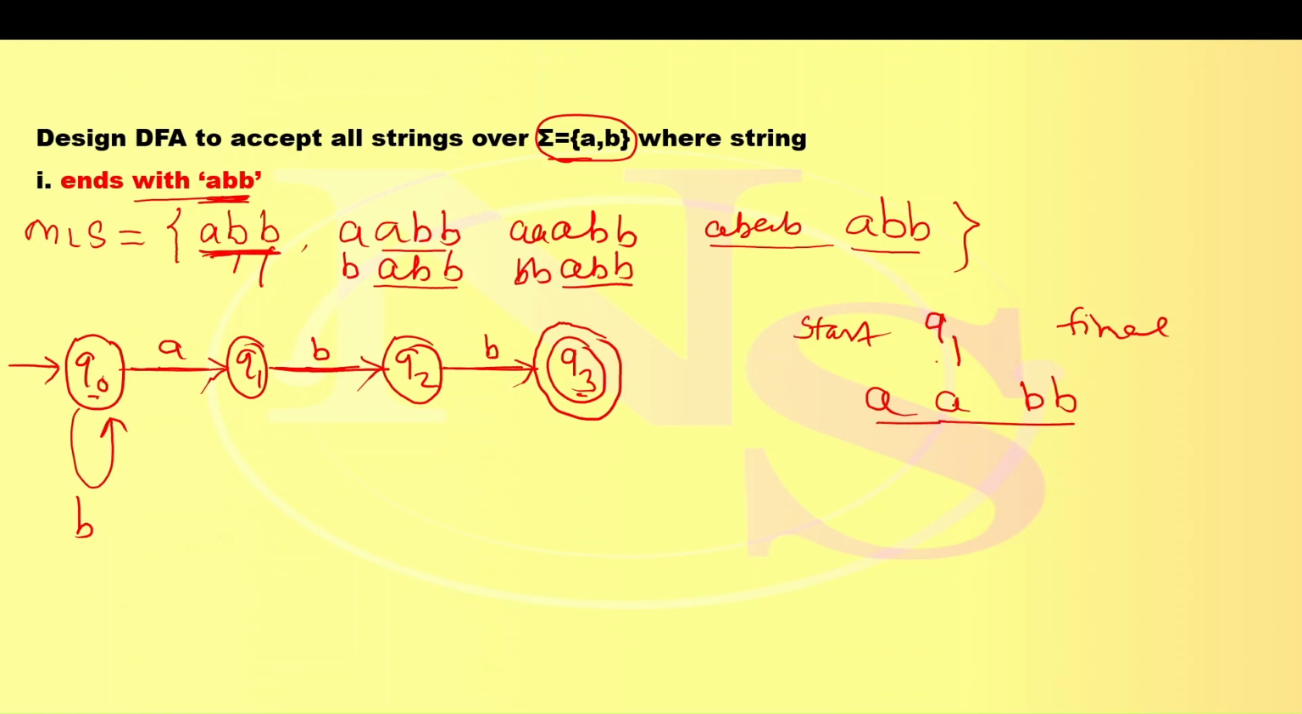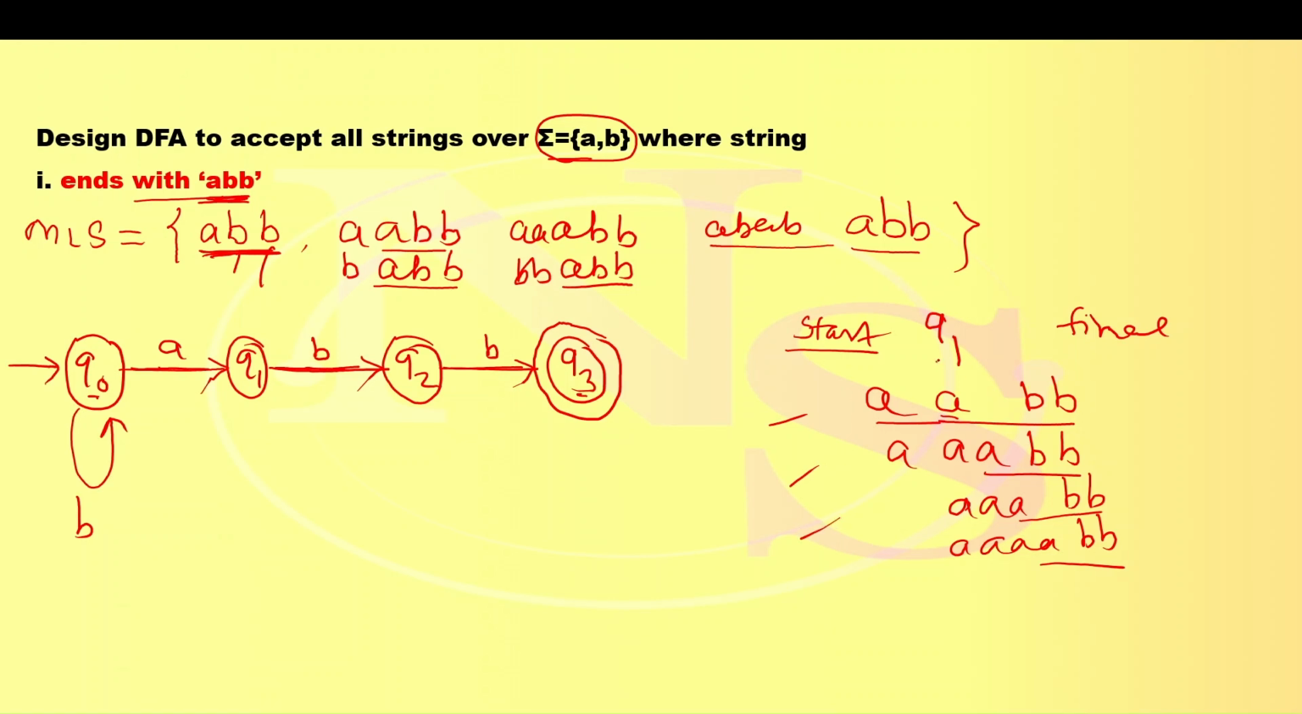Q1 is looking for a single A, or double A is also possible. Yes, double is also possible. Starting to Q1, A as it is. Q1 to final, double B as it is. Is this valid? Yes, ending with ABB. Or at Q1 a single A can come, double A can come, or triple A can also come. 4 A's can come. In any of these possibilities, this double B is as it is, hence all these strings are ending with ABB. All are valid strings.